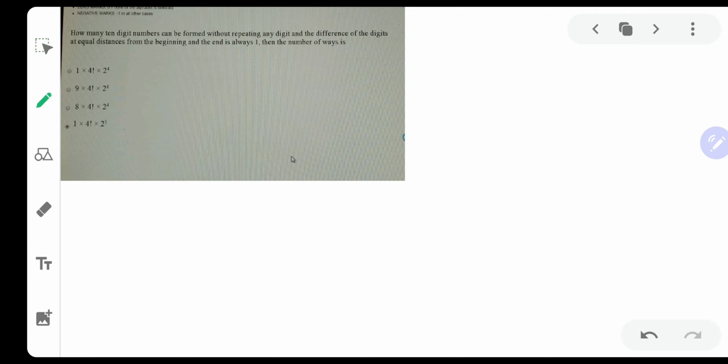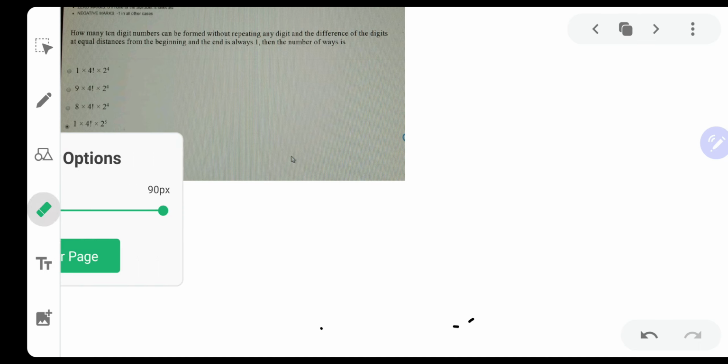Now today one of our students has asked us this question: how many 10 digit numbers can be formed without repeating any digit, and the difference of the digits at equal distances from the beginning and the end is always 1. Then the number of ways this can be done.